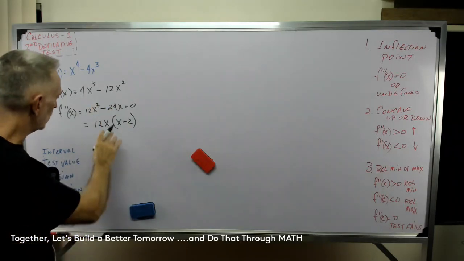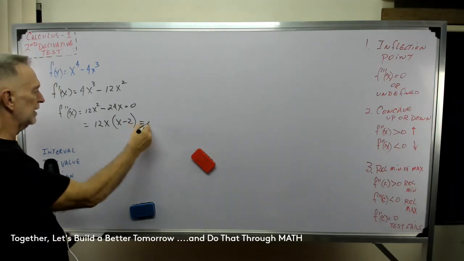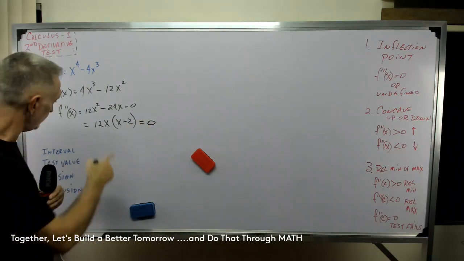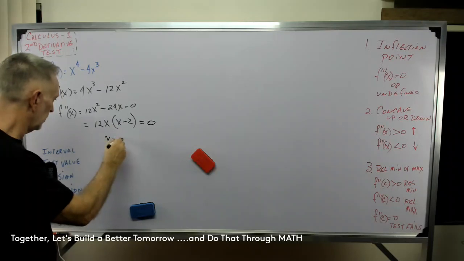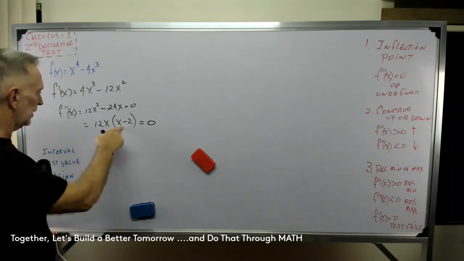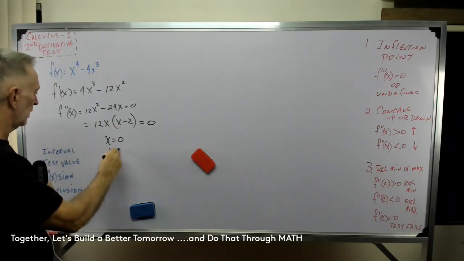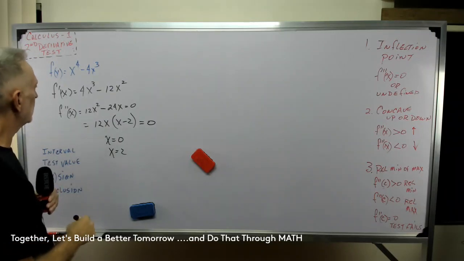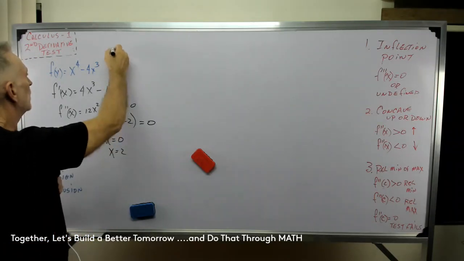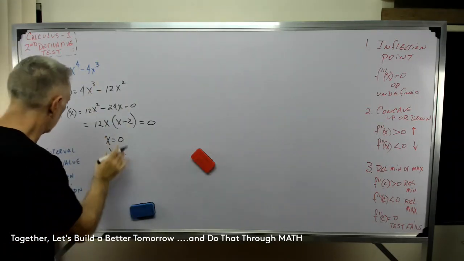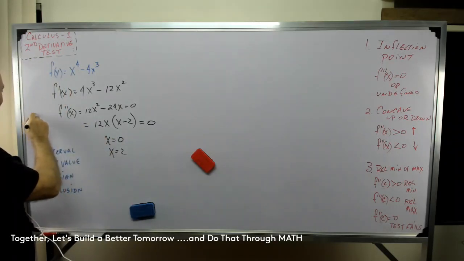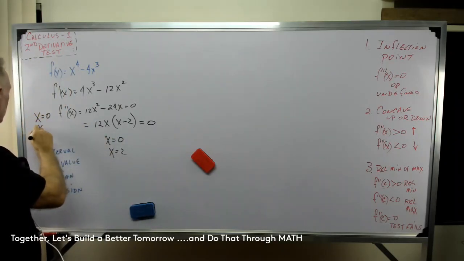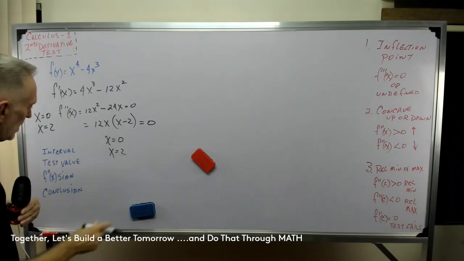All right, so what does this mean? If I set that equal to 0, well, x could equal 0, or x could equal 2. Okay, let me put that up here. Well, I need to get it out of the way. Let me get it over here. x equals 0, x equals 2. Can you still see that? Yeah, okay.